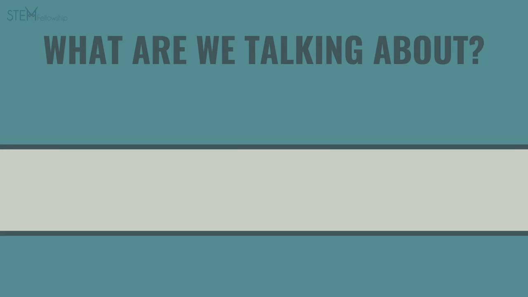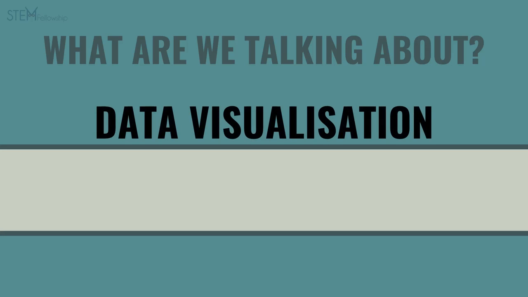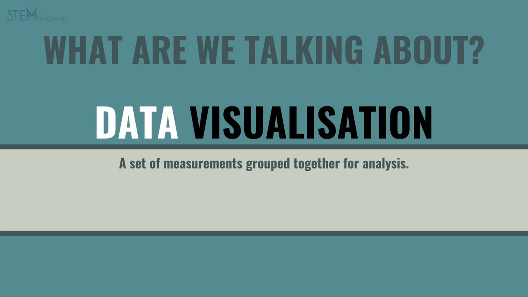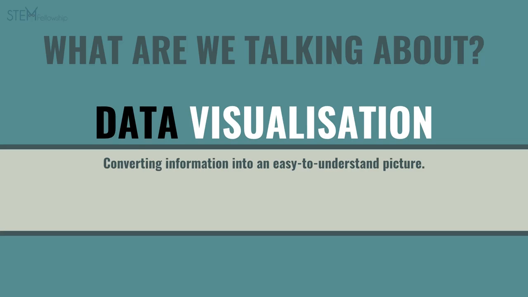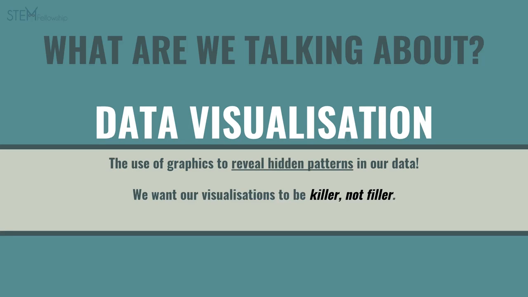So, what am I talking about when I say data visualization? To fully understand a new concept, I find that it helps to break down the words that make up the name and learn their meanings. So with data visualization, data is just a set of measurements grouped together for analysis, and visualization is the act of turning information into an easy-to-understand picture. Therefore, we can understand data visualization to be the use of graphics to reveal hidden patterns in our data.